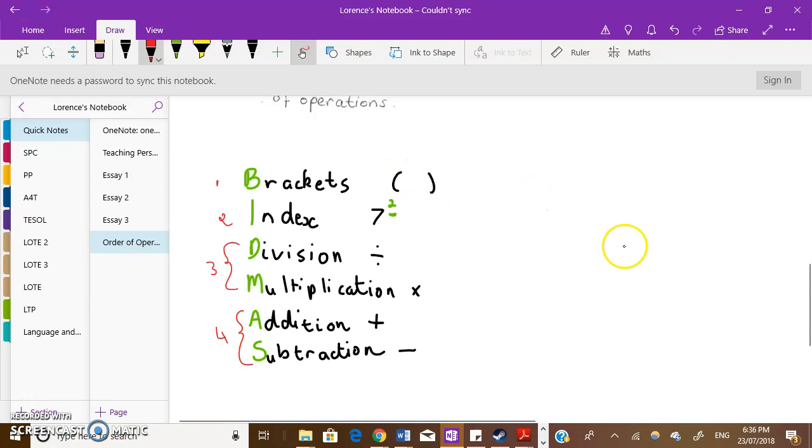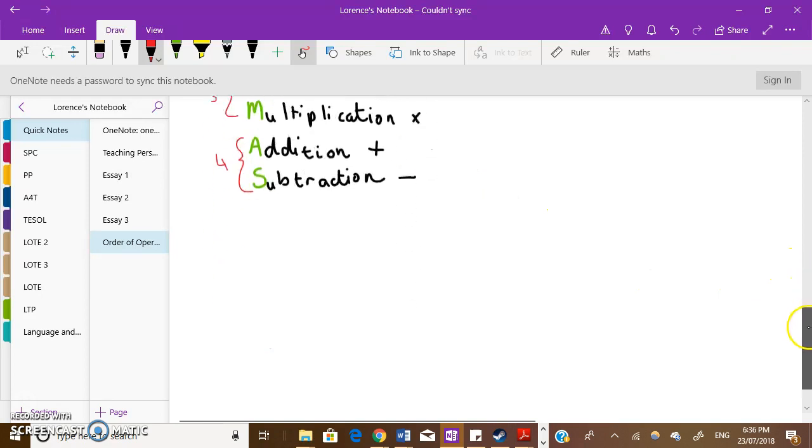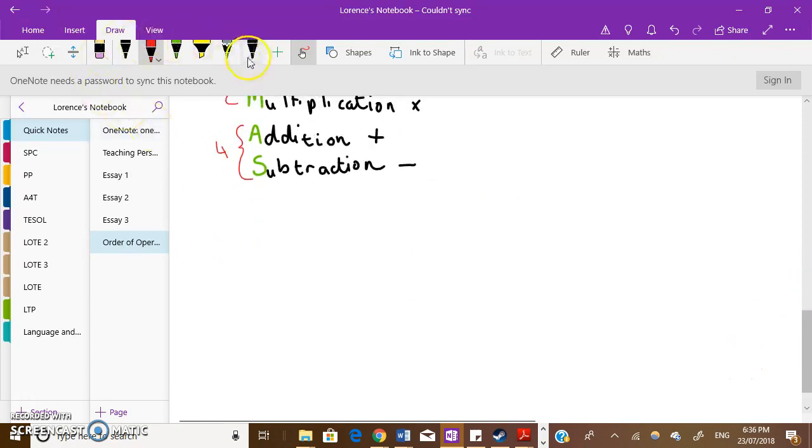So let's take a look at an example. Okay, let's say we have the equation 7 plus 3, and all of this is in brackets, so 7 plus 3 in brackets. Then it's times 4 divided by 2 minus 5 times 2. So this is the equation we're going to solve as an example.